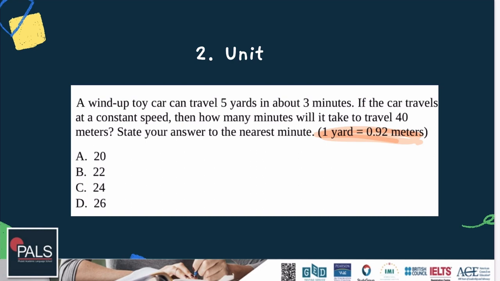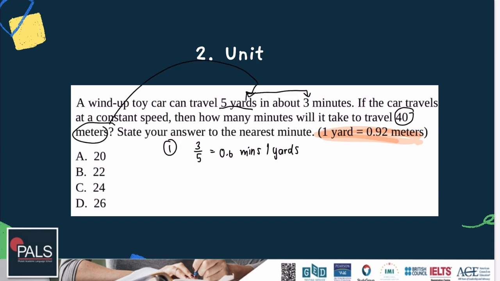So the first thing, if 5 yards takes 3 minutes, how about 1 yard? So the first step is we will find how many minutes for 1 yard, right? So it's 3 over 5, equal to 0.6 minutes, right?